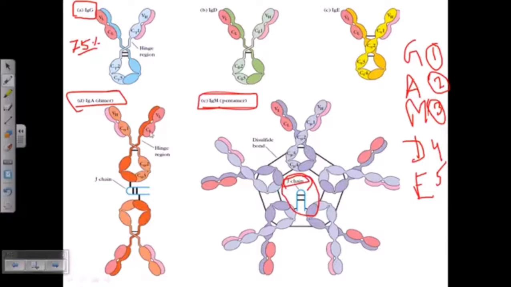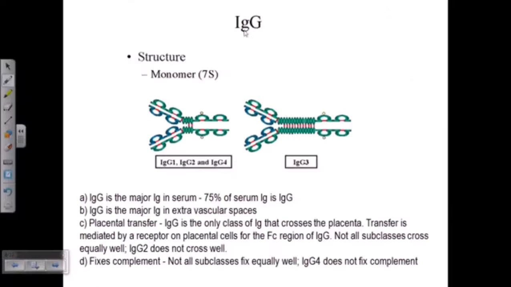So whenever we see polymerization, whether it's a dimer or pentamer or whatever, we must need another helper protein molecule to hold those monomers together using disulfide linkages, and those protein molecules are called J chain. So here in case of IgA we are having J chain, and also in case of IgM we are having J chain. Okay, so now let us talk about IgG.